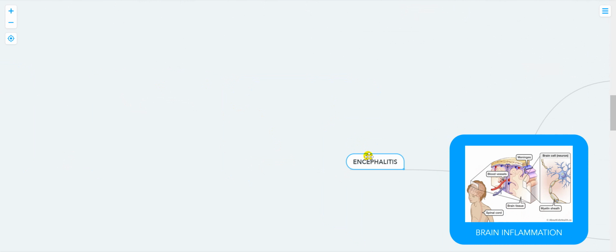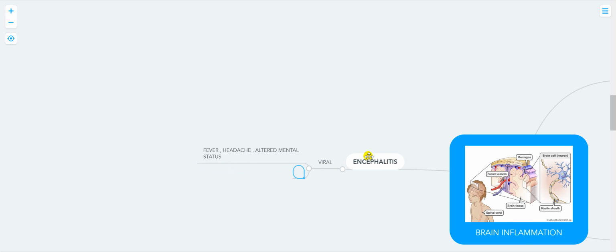How about encephalitis? How do you manage encephalitis? Encephalitis is usually caused by viral infection of the parenchyma. How does it present? Usually fever, headache as usual, and then altered mental status. This is associated with that. It's important.